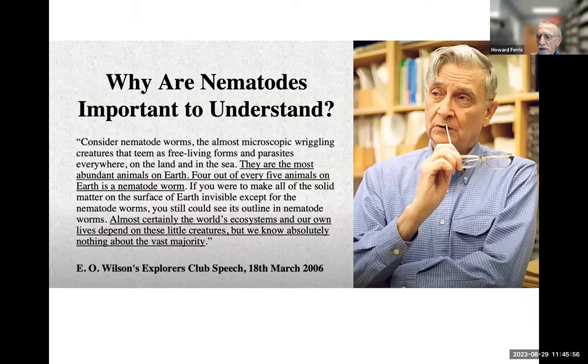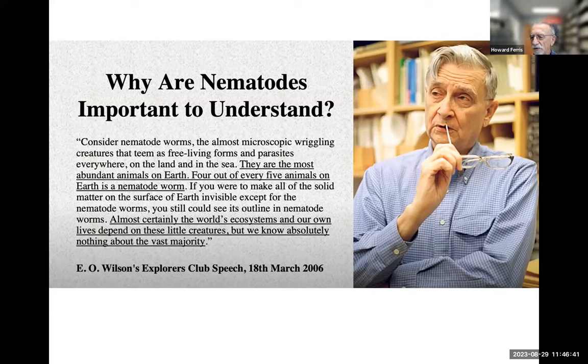So back to E.O. Wilson. E.O. Wilson died a couple of years ago, but he was a professor and entomologist at Harvard University, and thought a lot about biodiversity generally. But in his later years, he became intrigued with nematodes. And so why are nematodes important to understand? He said they're almost microscopic wriggling creatures that teem as free living forms and parasites everywhere on the land. They're the most abundant animals on Earth. Four out of every five animals is a nematode.